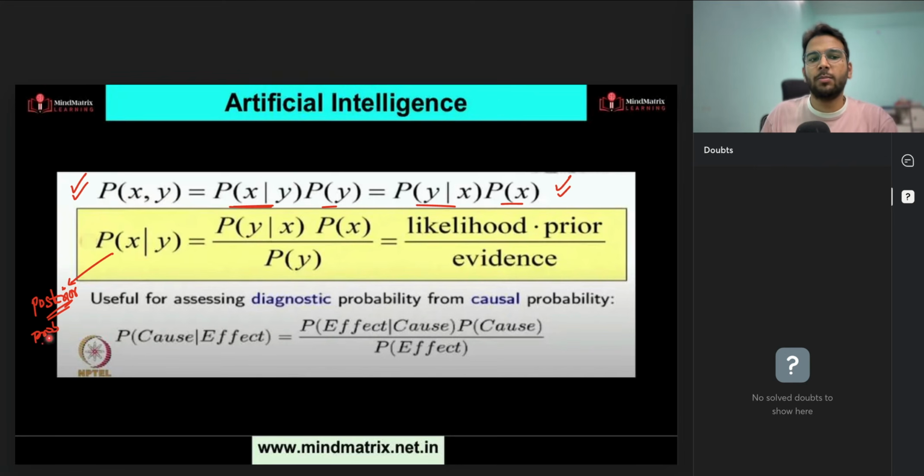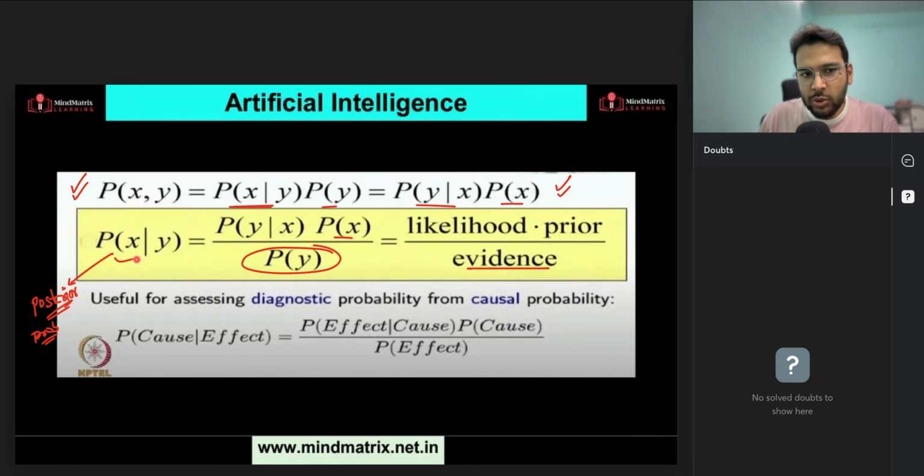This is posterior probability. That means some condition is there. But this is likelihood. These are the terms that they have introduced. That person introduced this term. So this is likelihood, probability of y given x. This is prior probability of x. And what is this? This is evidence.